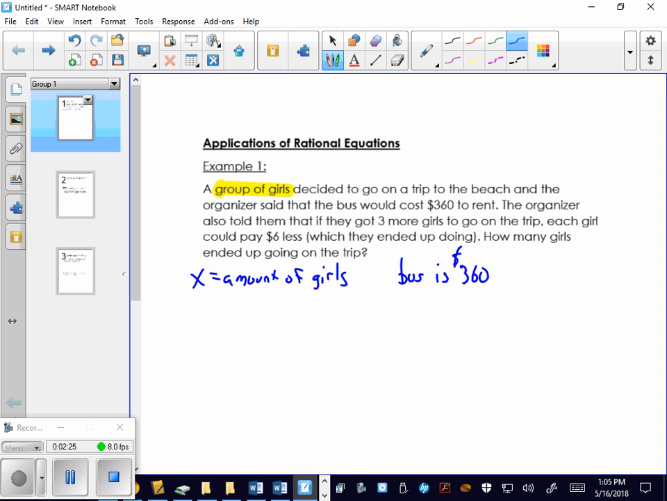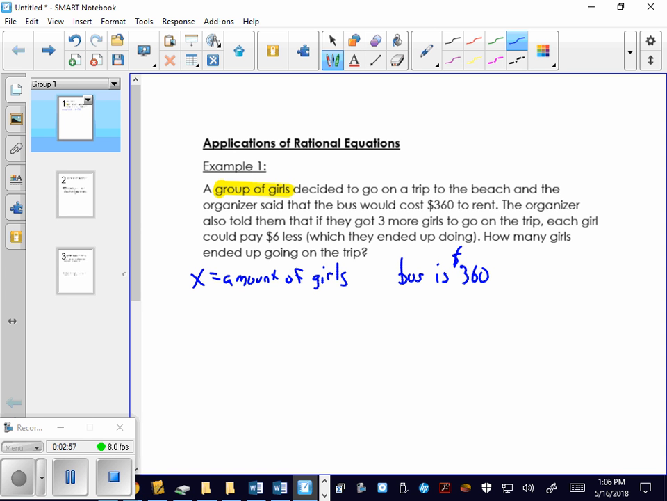Just for an example, let's say that there are 5 girls going on the trip. 360 divided by 5 gives you 72, I think. So it'd be $72. Well, if they got just 3 more people and now they're up to 8 people, then they would each pay $6 less. That's not the actual answer to the problem, it's just a general idea. What we need to figure out is how many girls actually ended up going on the trip.